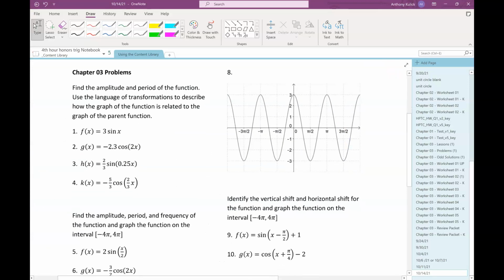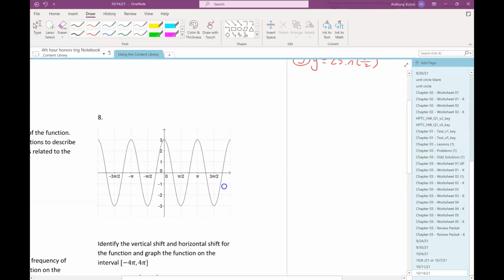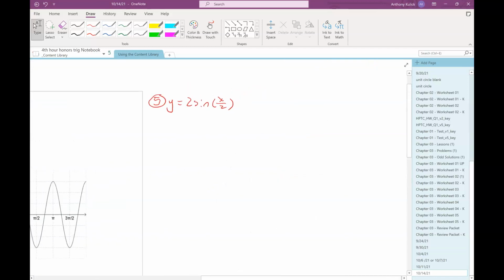So here we're asked to find the amplitude, period, frequency, and then graph the thing. So I would start by identifying the values for A, C, H, and K. From the form it's written in, I can identify really quickly those values. Any questions on how I did that?